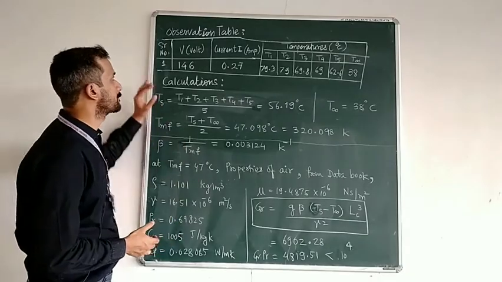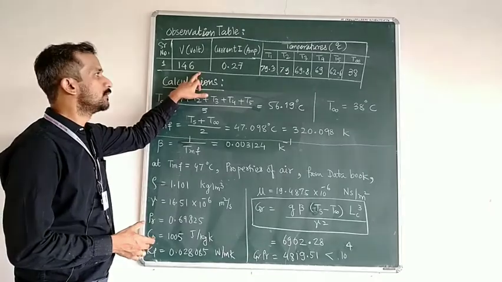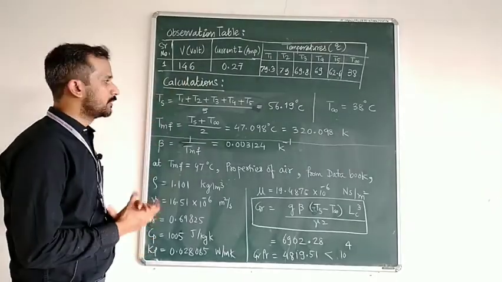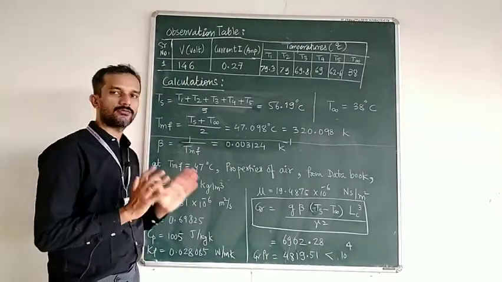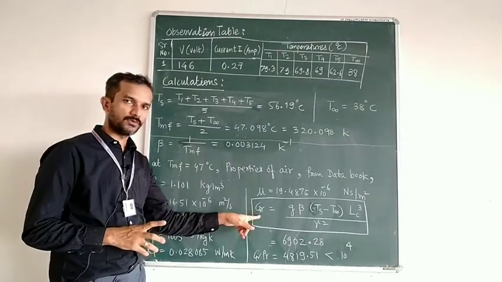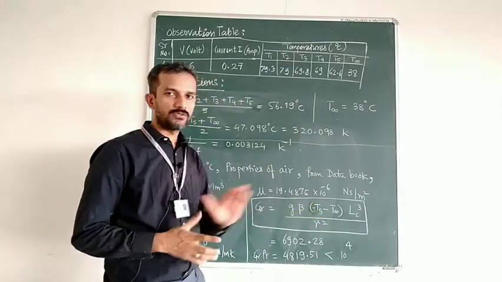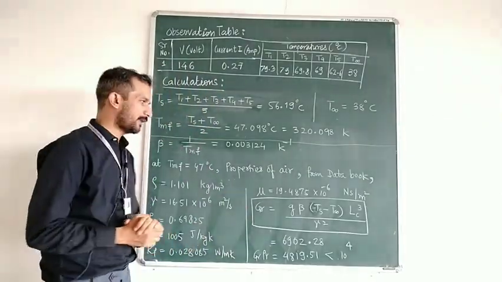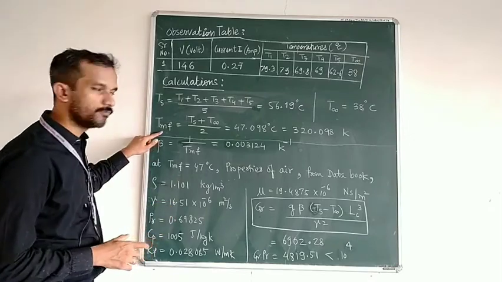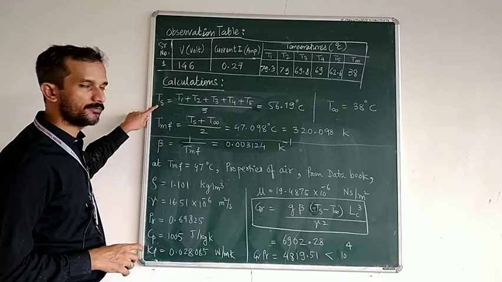Now you can see the observation table. These are the readings we have taken from the setup. Now we will go for the calculations. For natural convection analysis we need the Grashof number. The Grashof number has these quantities, and that can be obtained with the help of properties of the air. To find the properties of the air we need the mean fluid temperature. For that we have to find the mean surface temperature.